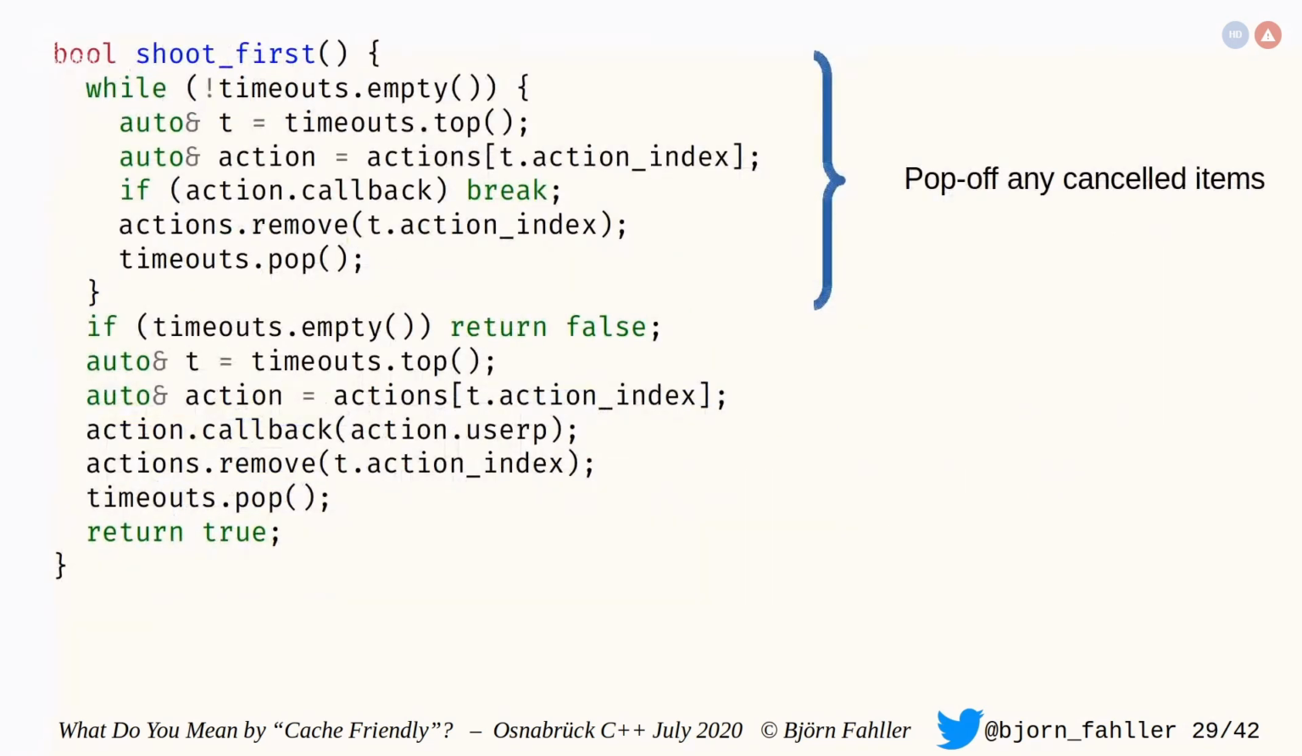Shoot first now became a lot more difficult because the top element may be canceled, obviously. So we loop, look at the top. If it has a null callback, we pop the top off and try the next one and the next one until we either get an empty queue, or we get something that actually has a callback. And when we have a callback, we call it and return true. So this one became a little bit more involved.